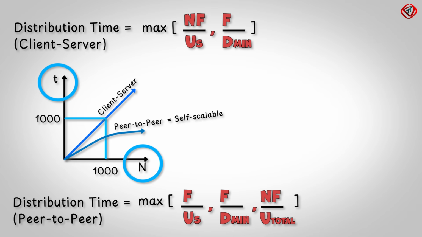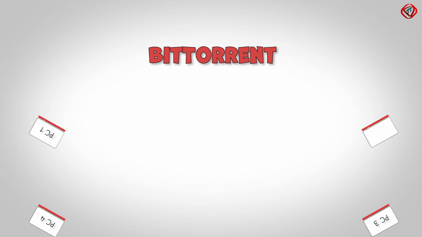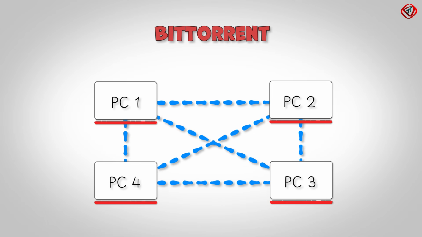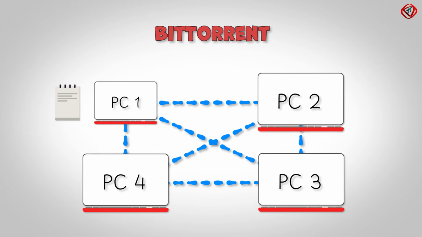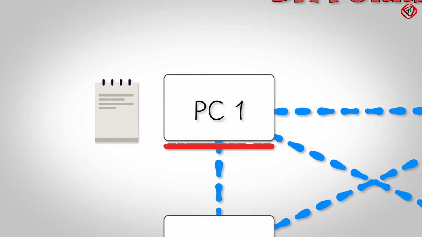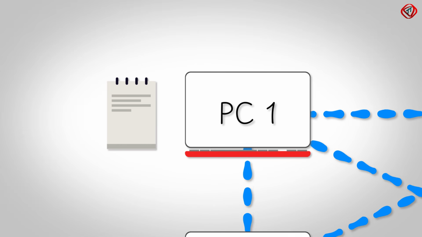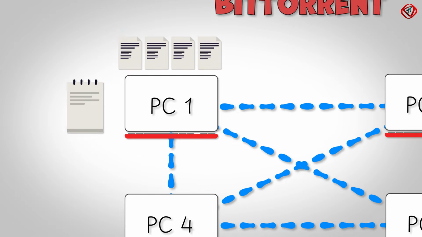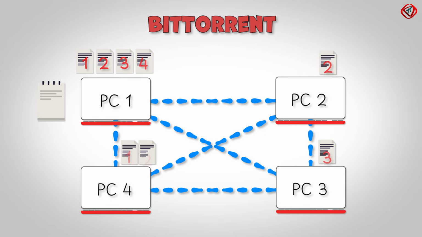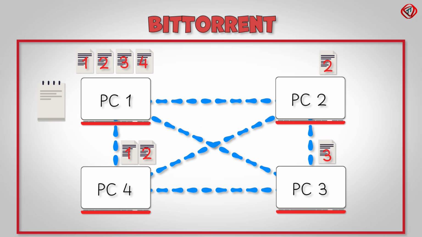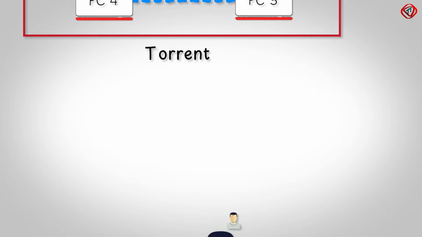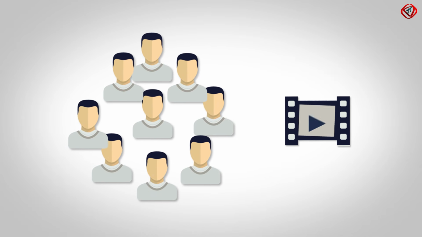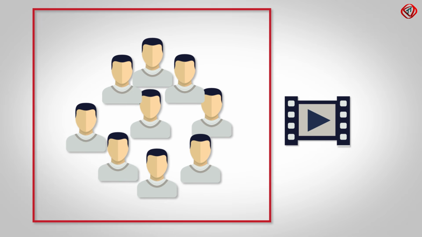Now, let's talk about how BitTorrent actually works in real life. BitTorrent is a peer-to-peer file sharing system. Instead of downloading a file from one place, you download it from many people at the same time. The big file is divided into small pieces called chunks, and different peers have different chunks. The collection of all peers sharing one file is called a torrent. For example, if 100 people are sharing the same movie, that whole group is one torrent.